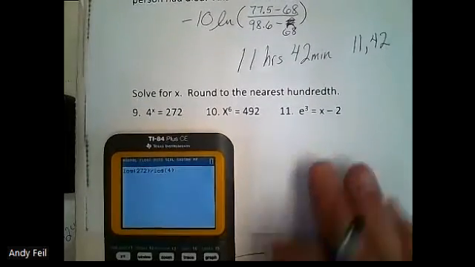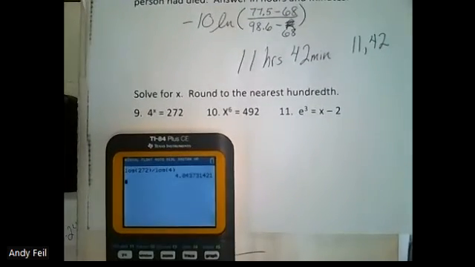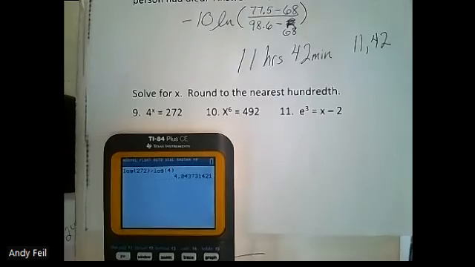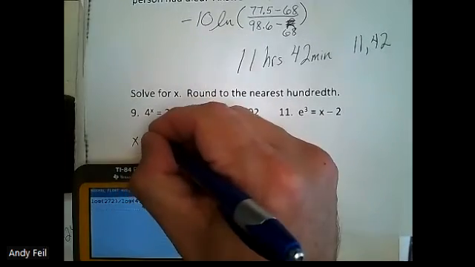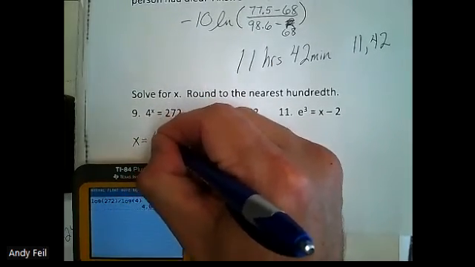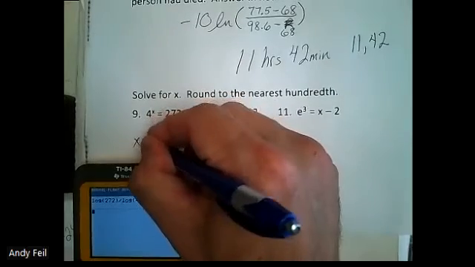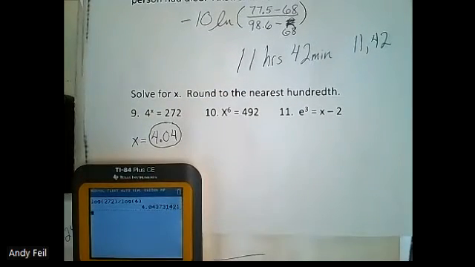And this time it says round to the 100th, which is 2 decimal places. So this would be what? 4.04. And again, on the test, don't type in X equals like I just did. Just type in 4.04. Be done with it.